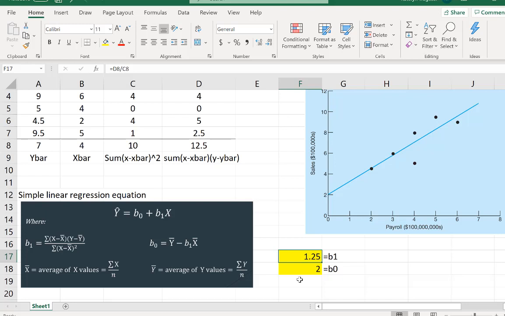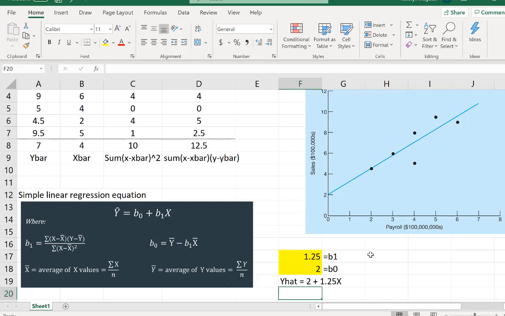So now my equation for this actual line is y hat is equal to B naught, or the 2, plus 1.25 x. So if I am given a payroll value prediction for the future, I would take that and plug it in for my x and calculate out this y hat value, and that is my prediction for the sales that we will use whatever year the payroll is from.